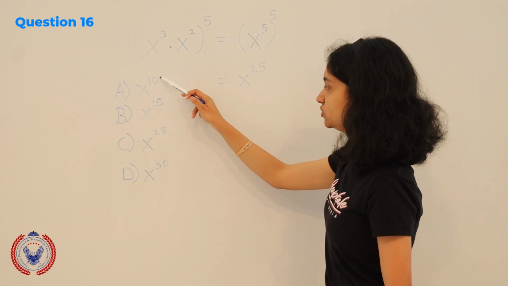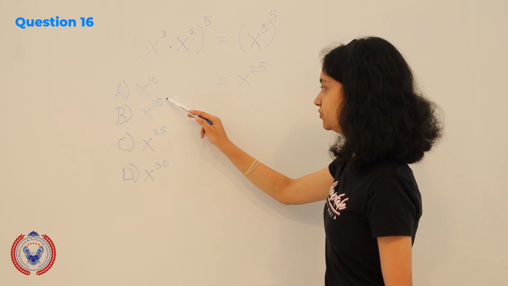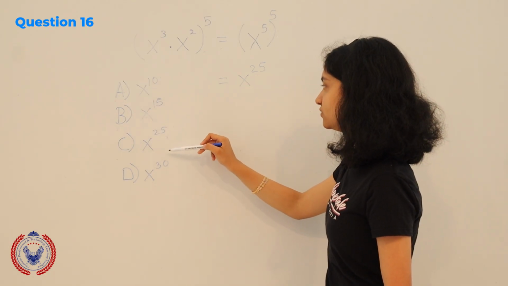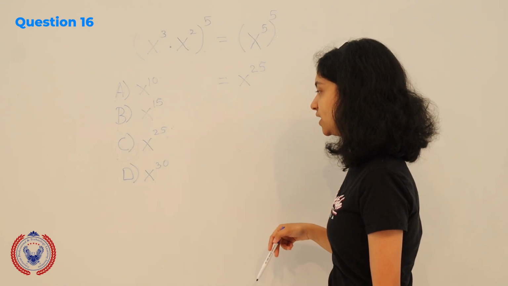Okay, now let's look at our options. Option A, x raised to 10. That is not the right choice. B, x raised to 15. That is not a right choice either. C, x raised to 25. That is the correct choice. Hence, C, x raised to 25 is the correct choice.